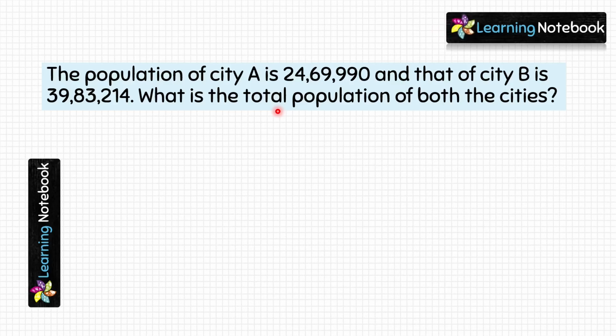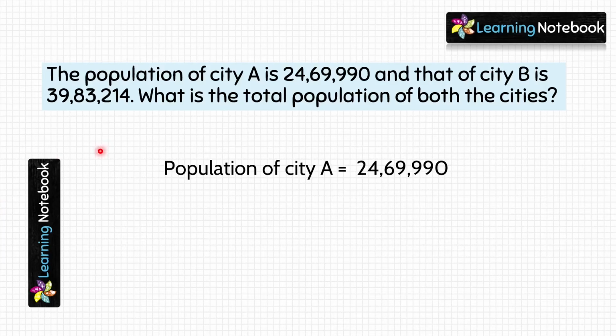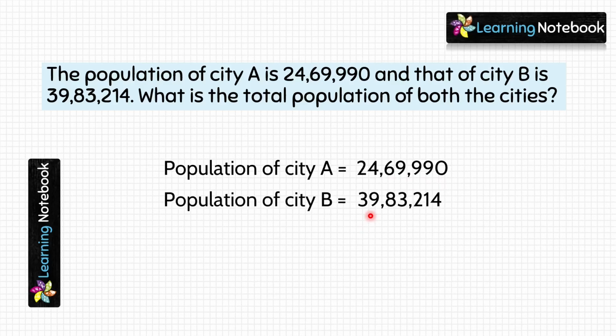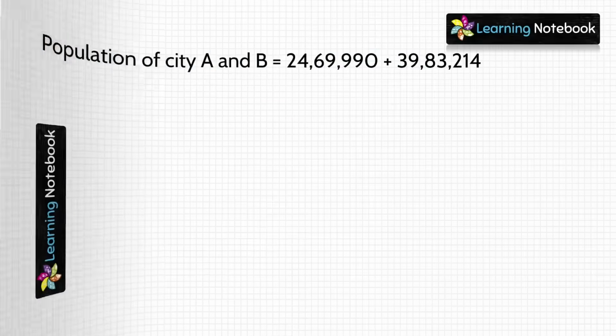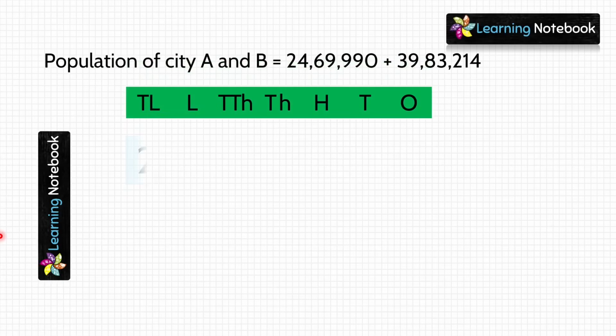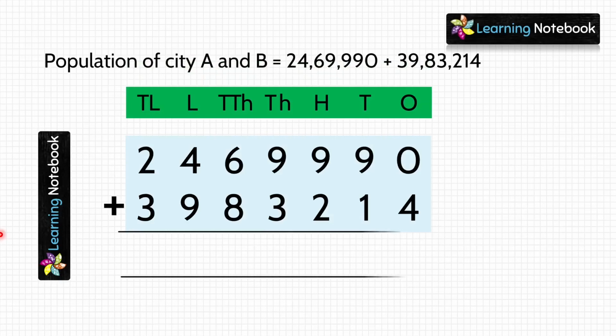So now let's see how to solve this. First, we will write the statements. Population of city A equals 24,69,990 and population of city B is given as 39,83,214. Now, to find population of both the cities, let's add both these large numbers. So to add them, first write them in column form and then start adding them from ones place.